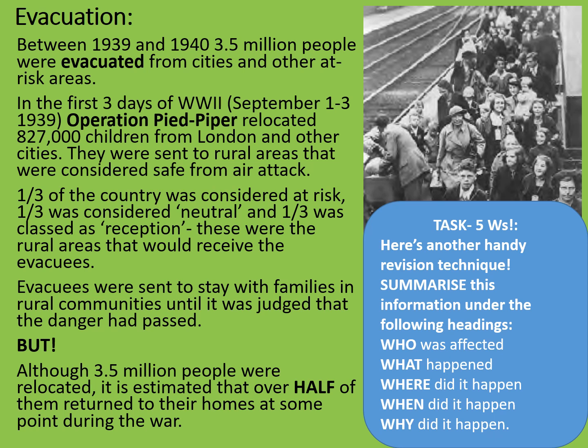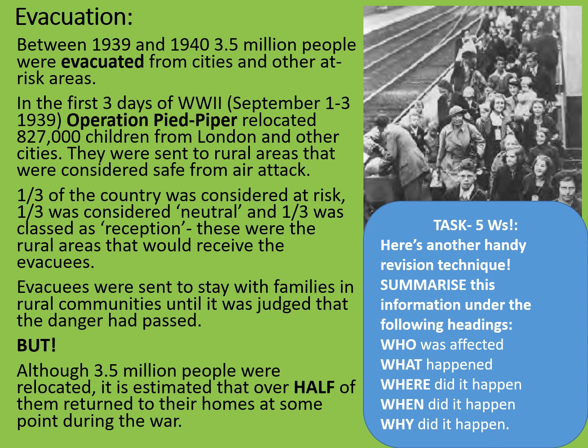So, for who it affected, then we should have noted down children. What happened? Children were sent from the cities, what were considered at-risk areas, and they were sent to the reception areas in the countryside. Where did it happen? Well, it happened between these 3/3 of the country. So the part of the country that was considered at risk is where the children were from, and they were sent to the reception areas in the rural countryside.